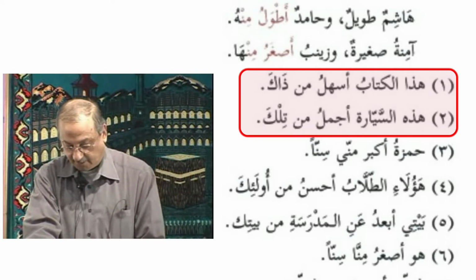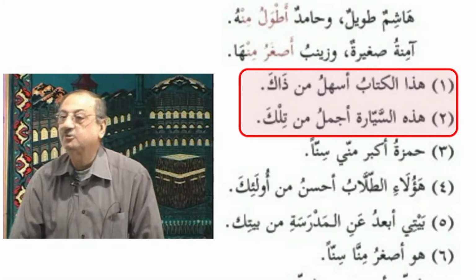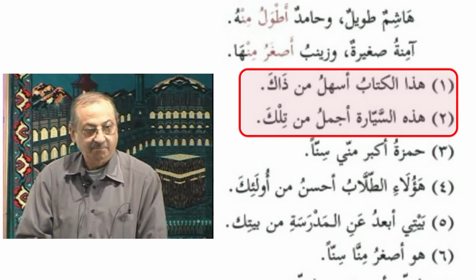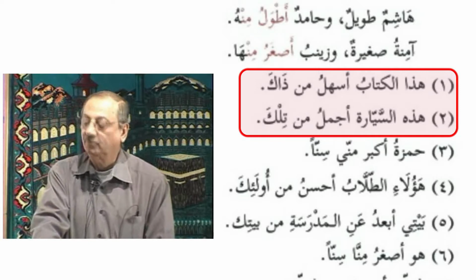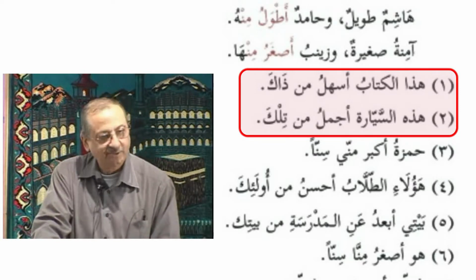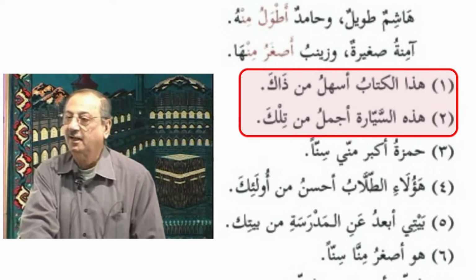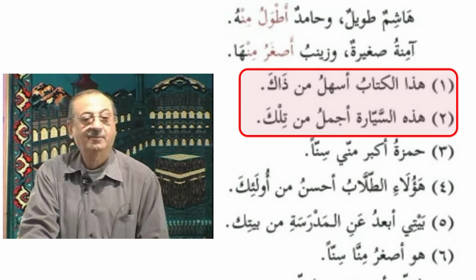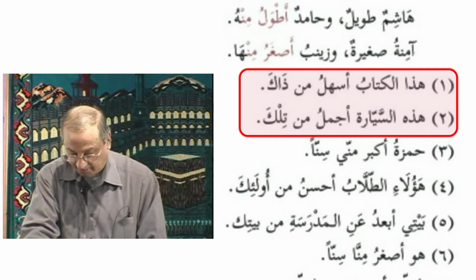Are you with me? Now, all these examples are for comparative degree because min is coming. Are you with me, Brother Hassan? Min is coming. How will you translate this? هذا الكتاب أسهل من ذلك. Than that, mashallah. See, you can translate. Now, هذا مبتدأ, الكتاب بدل, and there is the خبر أسهل. Got the idea? Just keep it in mind, brother.